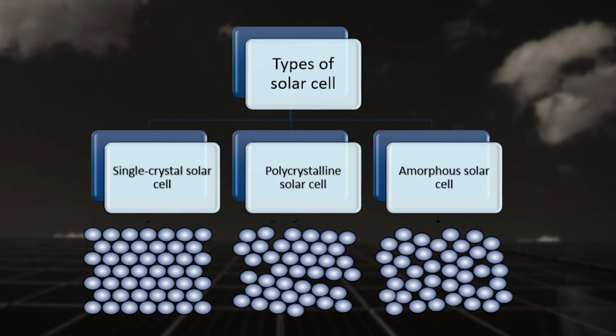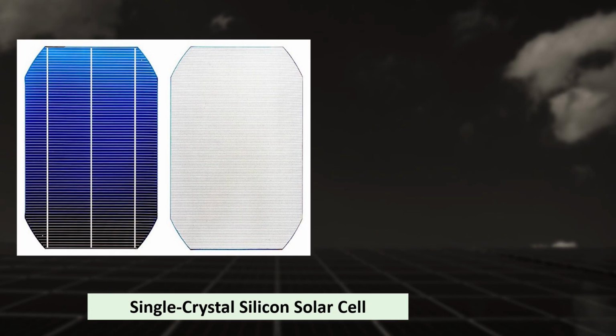Now we will discuss solar cells and efficiency. There are three basic types of solar cells made from silicon, and these are the single crystal solar cell, the polycrystalline solar cell, and the amorphous solar cell. Now we will discuss these one by one. So first is the single crystal silicon solar cell.